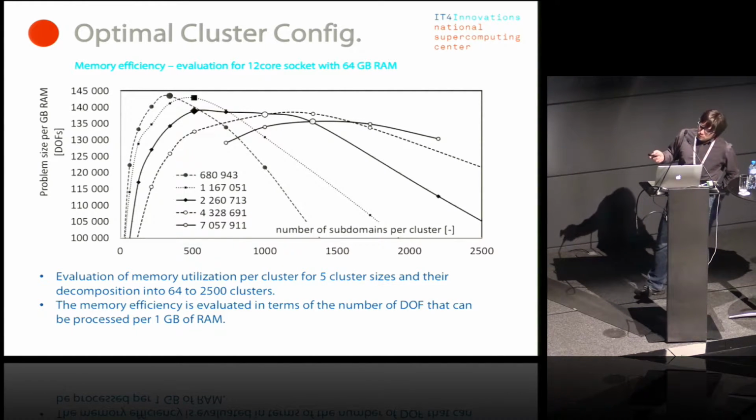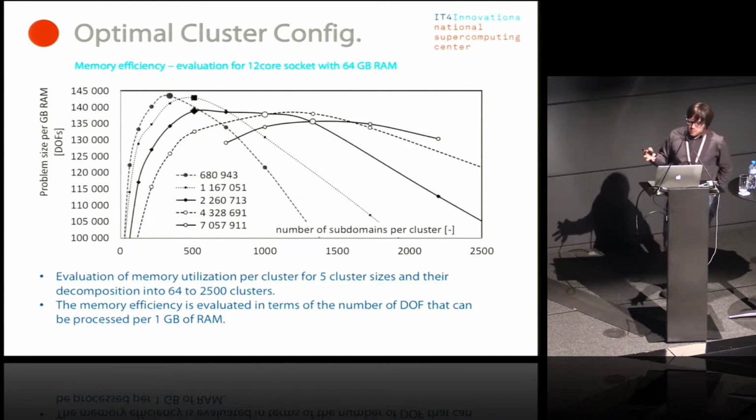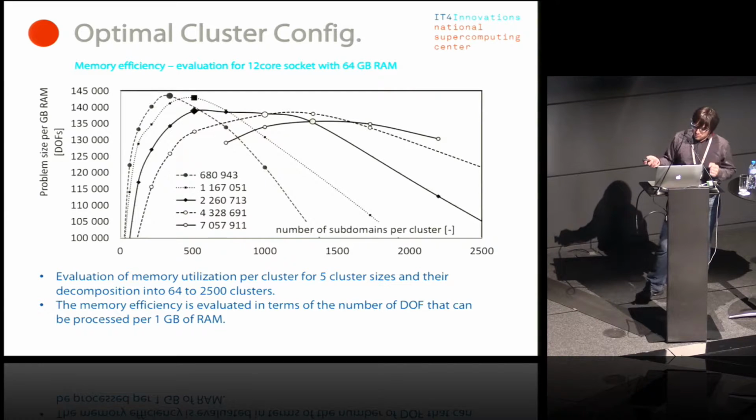So this evaluation is if we use clusters of different sizes in here. So we see that if we use small clusters, let's say we use 12 clusters, each of size 680,000 unknowns, then the efficiency of the cluster per gigabyte of memory is, let's say, 43,000 unknowns. So this is when you use small clusters. You have one cluster per core, which means that you're running 12 MPI processes per socket.